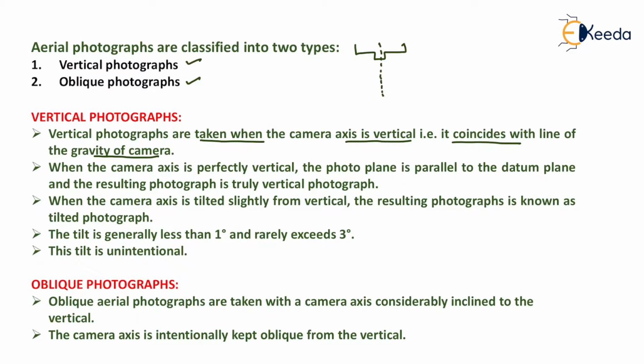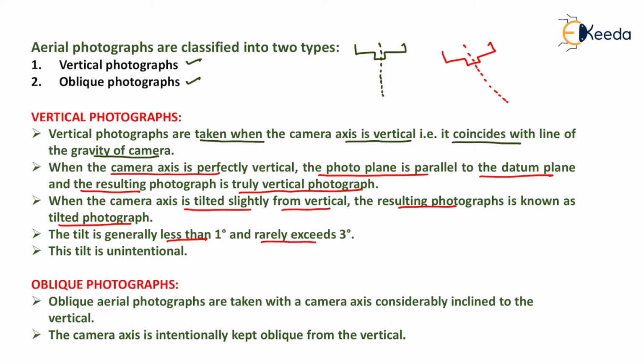Now when the camera axis is perfectly vertical, the photo plane is parallel to the datum plane and the resulting photograph is truly vertical photograph. Now when the camera axis is tilted slightly from vertical, the resulting photograph is known as tilted photograph. It means that if the camera axis is tilted like this, then this photograph is known as tilted photograph, not the vertical photograph. The tilt is generally less than 1 degree and rarely exceeds 3 degrees.